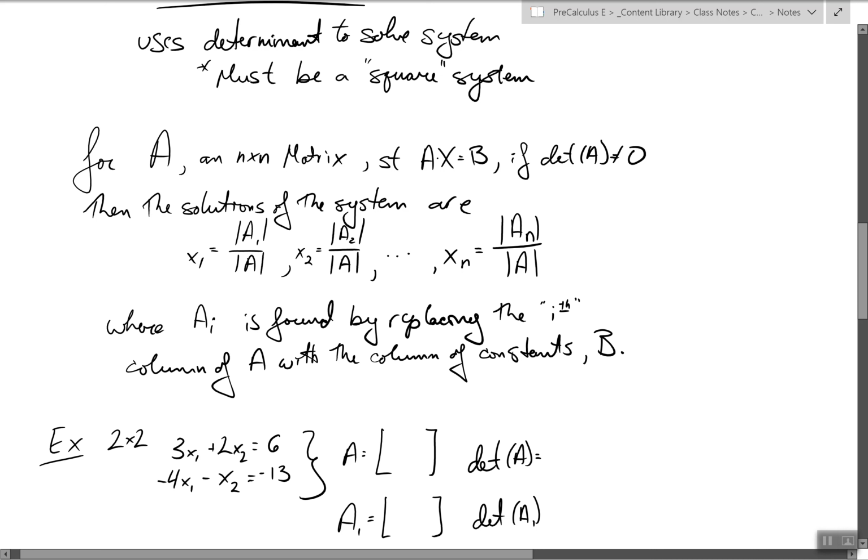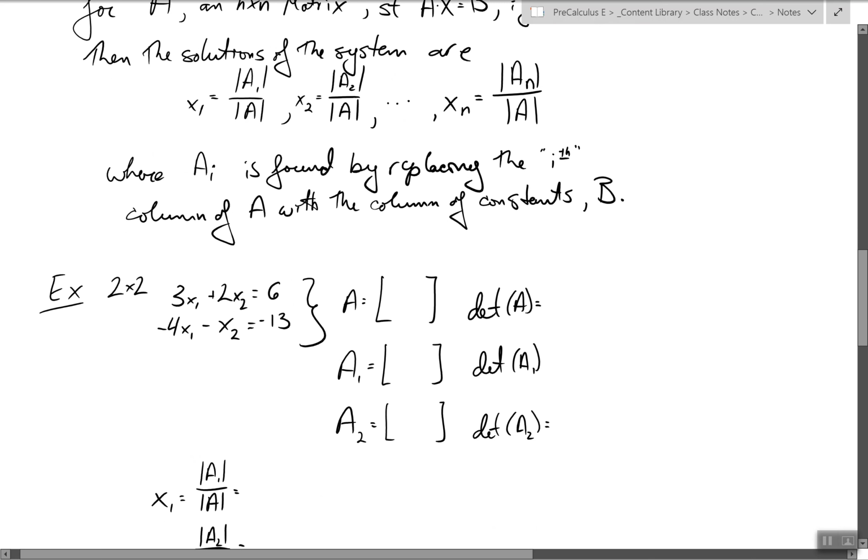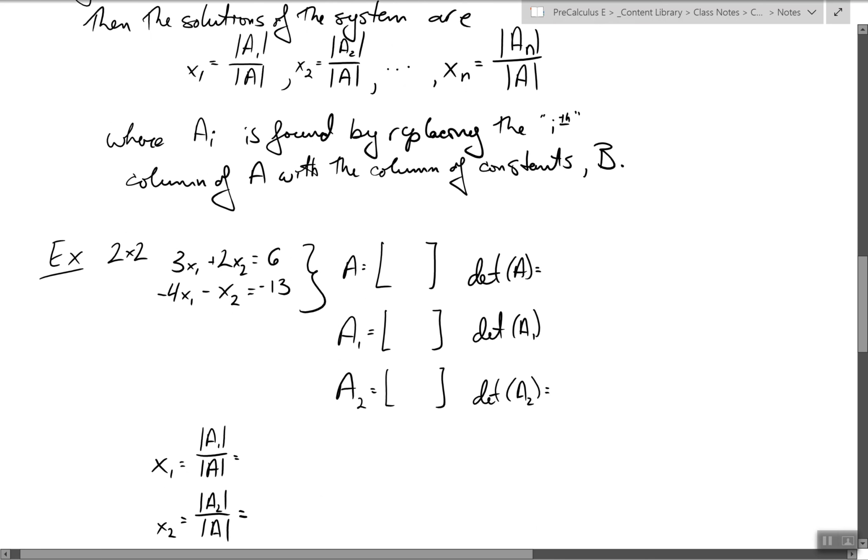That A sub whatever number it is is found by replacing the ith column of A with the column of constants, the answer constants, b. So what we're going to do is replace the first column of A with the answers, and then do a determinant, and then replace the second column of A with the answers, and then do another determinant. And that's going to give us all of our answers. So here's how the process works. And for a 2 by 2, it's really quick. I think this is actually the easiest method of finding the solutions. It's the least kind of work, especially for a 2 by 2.